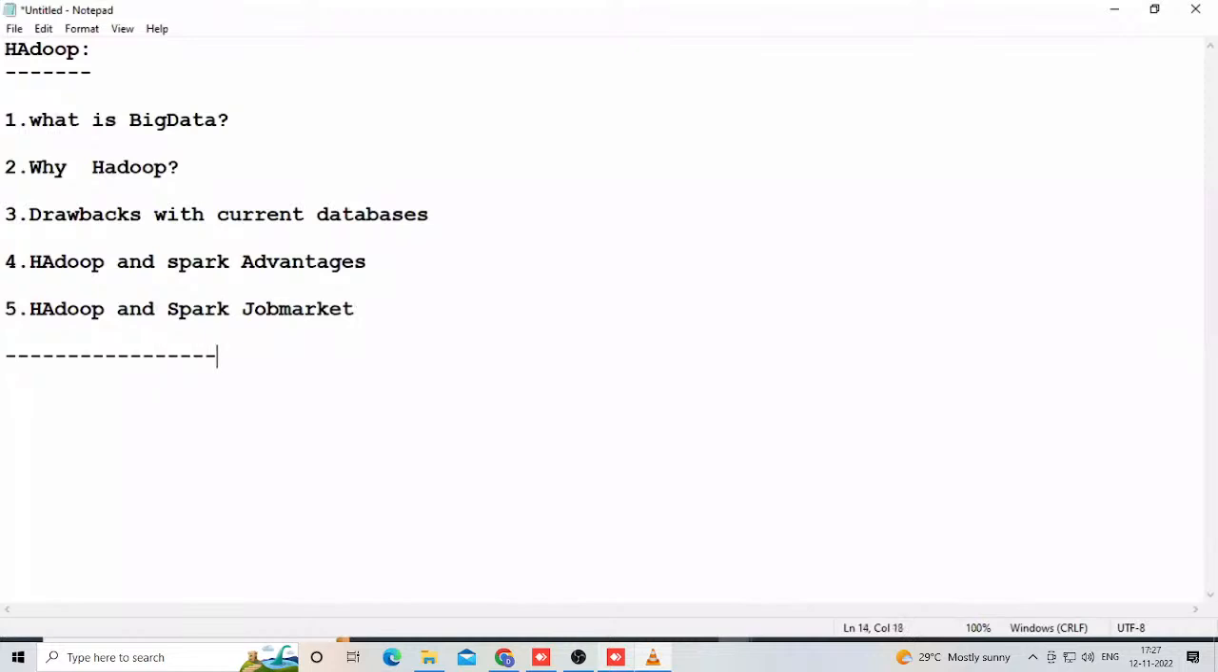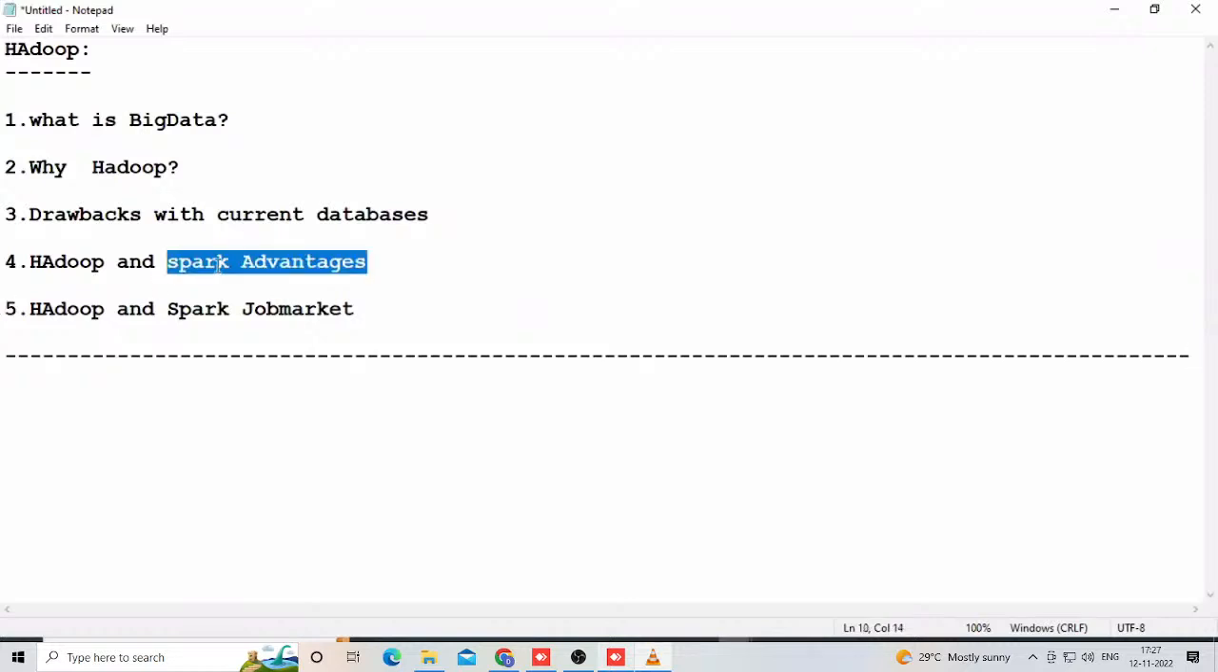Vijay, Scala is included in this, right? Yes. Spark with Scala. The programming we do is Scala programming. Spark is by default designed using the Scala language. So, what is big data?